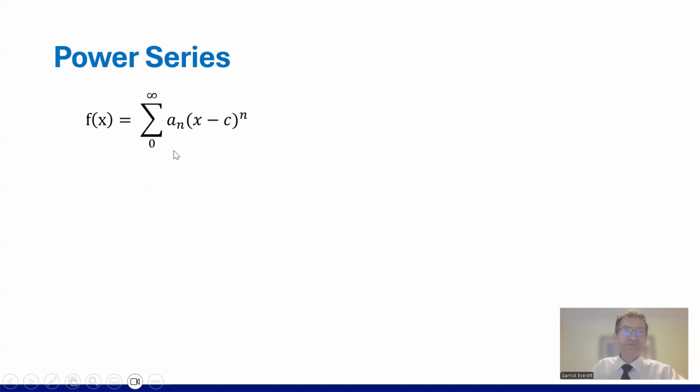So if we look at a power series, the sum of a_n (x minus c) to the n, and we just expand that, we're going to get a_0 (x minus c) to the 0, plus a_1 (x minus c) to the 1, plus a_2 (x minus c) to the 2, etc., etc., etc.